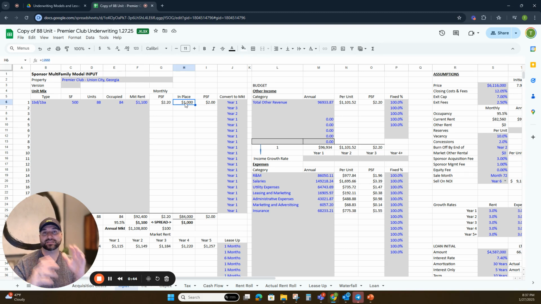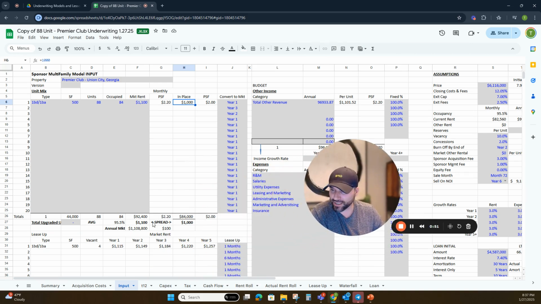The in-place rents, that's the rents they're currently getting right now, are $1,000 per unit. So not much of a spread. If you look right here, it's about $100 of a spread. And so that's not really much of a value add deal. There's probably not a lot of meat on the bone, but if we get it for the right price, it could still make sense if the economics work out and the market turns in our favor.